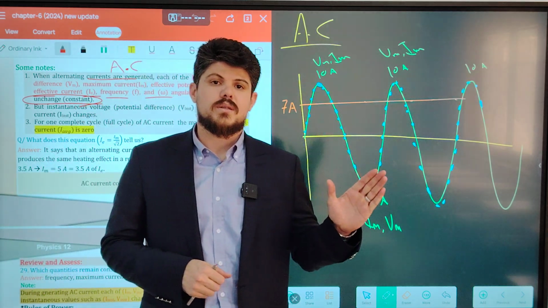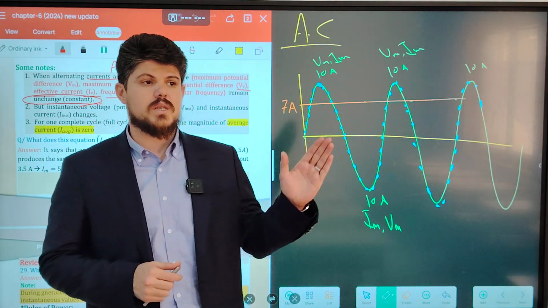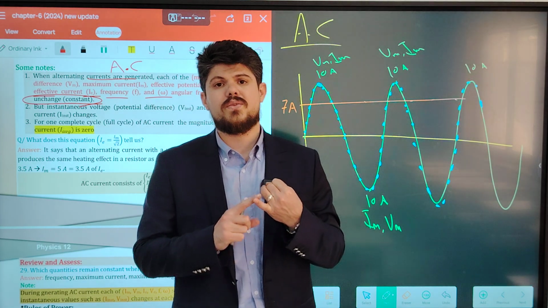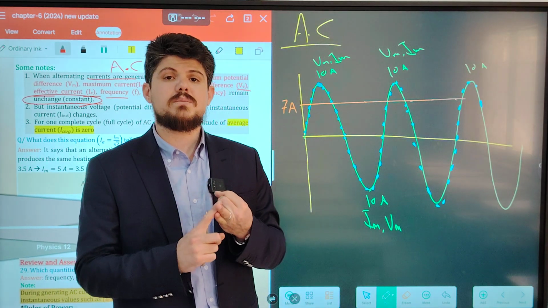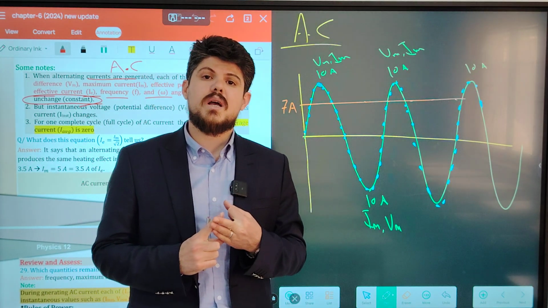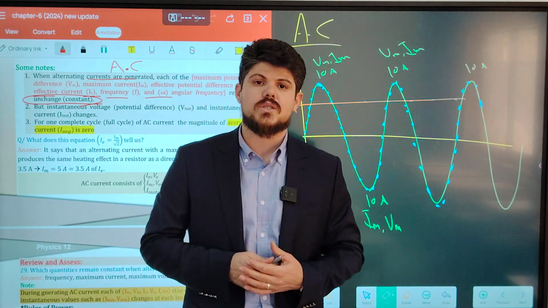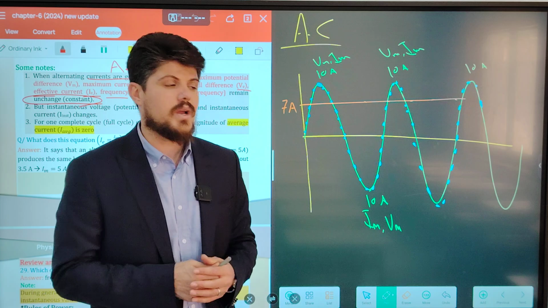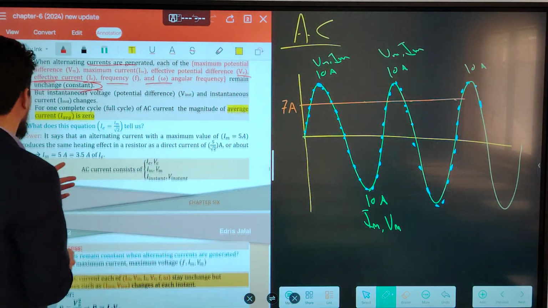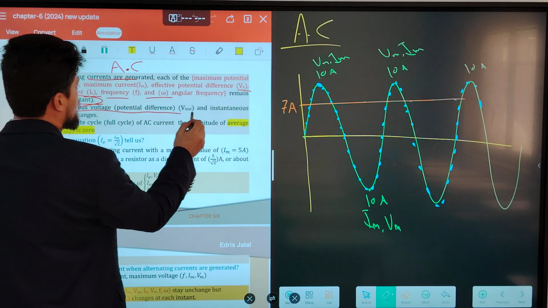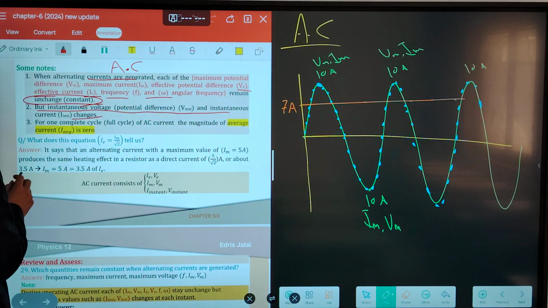During generation of AC current, which of the following stay unchanged, remaining constant? The effective value, the maximum values, frequency and angular speed. All of them don't change, all of them remain constant. Okay? But instantaneous voltage, potential difference, and instantaneous current change continuously.